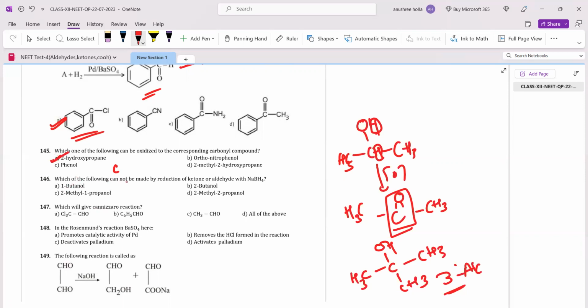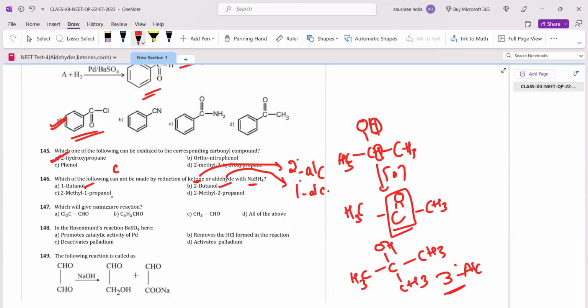146th question. Which of the following cannot be made by reduction of ketone or aldehyde with sodium borohydride? So we know that when ketone is reduced with sodium borohydride, we'll get secondary alcohol. So when aldehyde is reduced with sodium borohydride, we'll get primary alcohol, right? So we have to look for that. We have secondary or primary. Here we have primary alcohol, so yes, we can get from the reduction of either two. And we have secondary alcohol, yes.